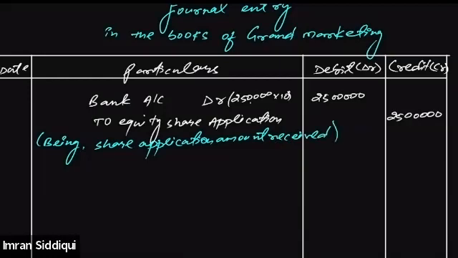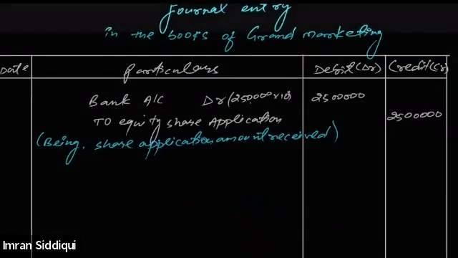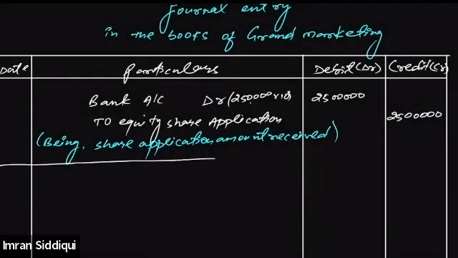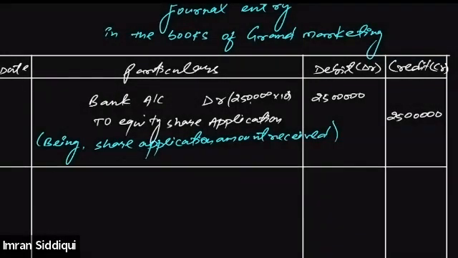All right, is that clear? As soon as the application will be made by public, company is going to get 10 rupees each for 250,000 shares. That means 25 lakh rupees.